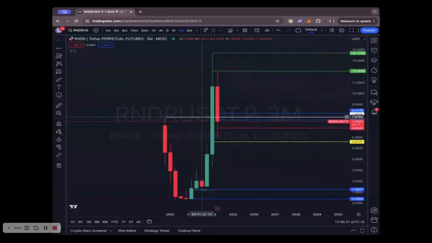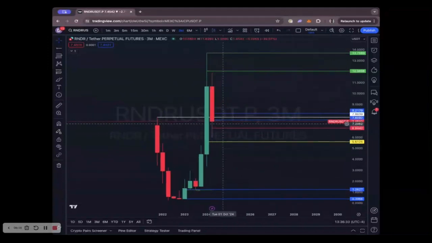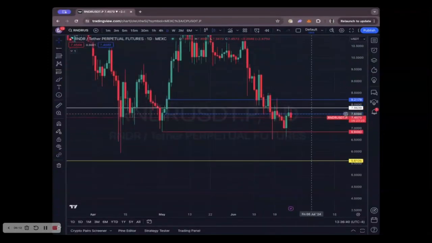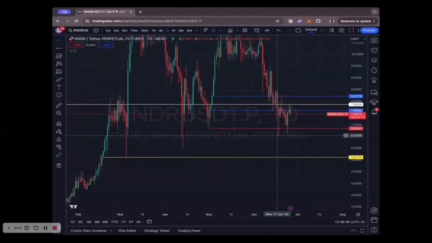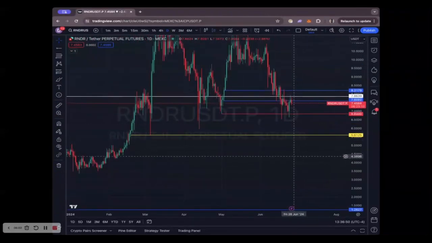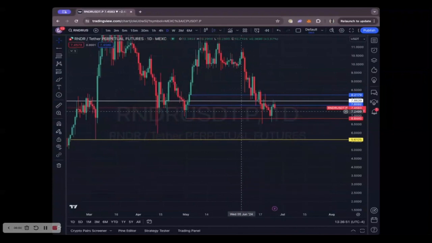So just be careful with your longs if you have any, because we only have 4 more day candles to close above this. Basically, we have to close above 7.86 in the next 4 day candles. If we do not do that, this would be a very clear short for me.